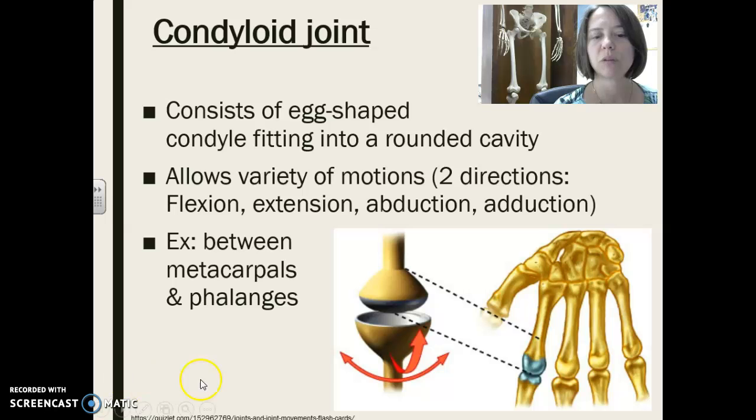Looking at the picture up close, you can see that there is a cup-shaped condyle fitting into a rounded cavity, and it allows movement in those 2 directions.